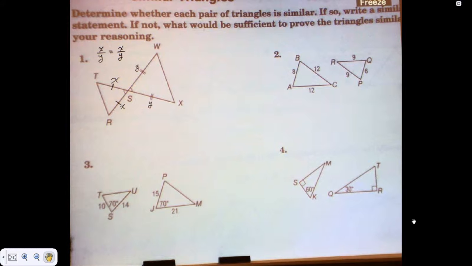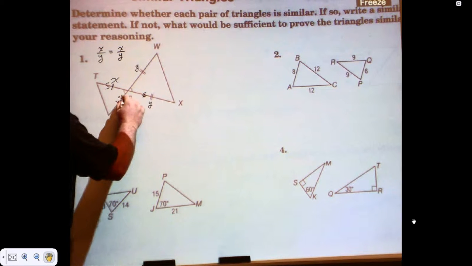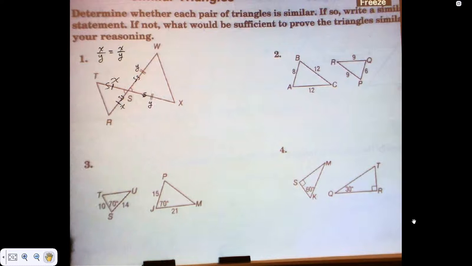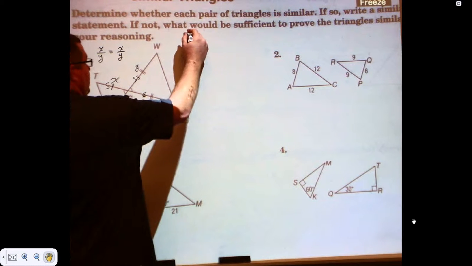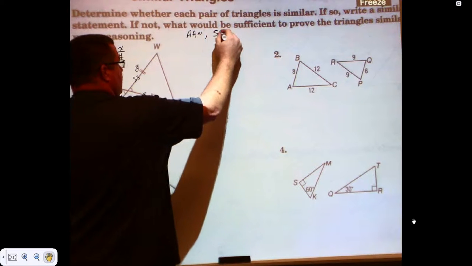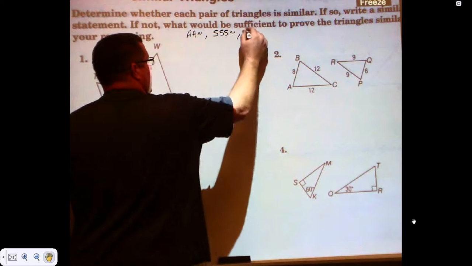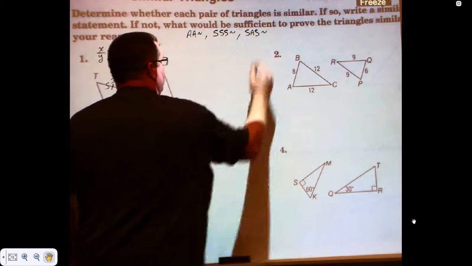Same thing over the same thing equals, right? So right now I can say that these are proportional, aren't they? Now, remember, my options are what? Angle, similarity. Side, similarity. And side, angle, side, similarity.